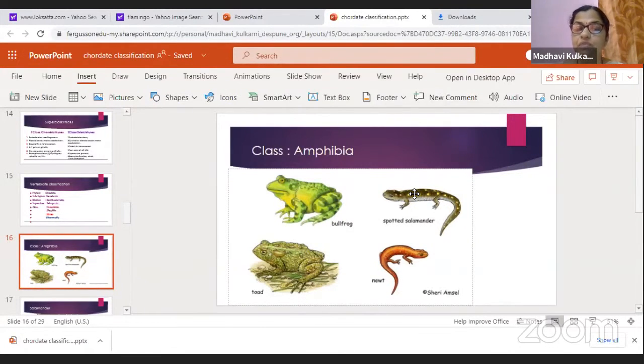The body is very smooth. One more difference is there. Their forelimbs are having only 4 digits, while the hind limbs are having 5 digits. So these characters make them amphibian.